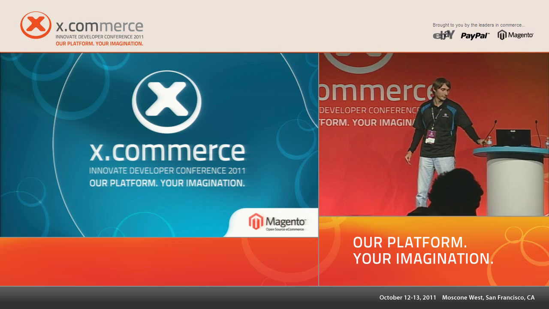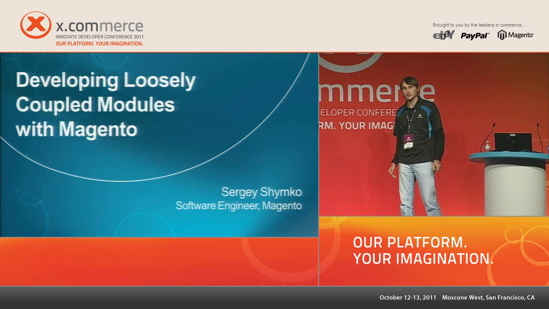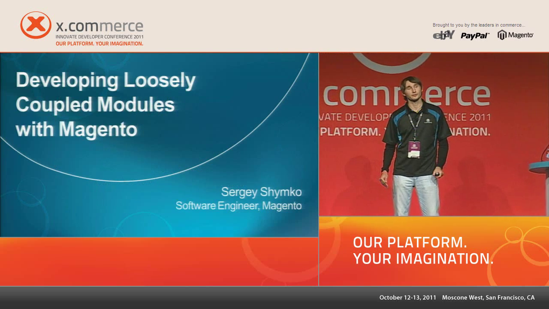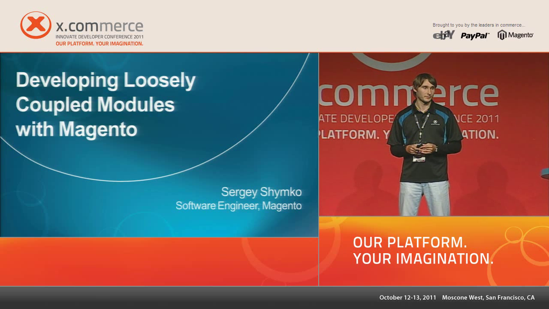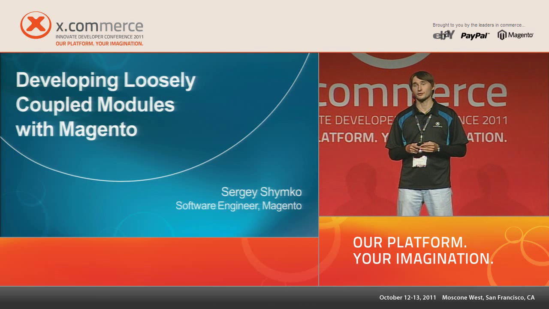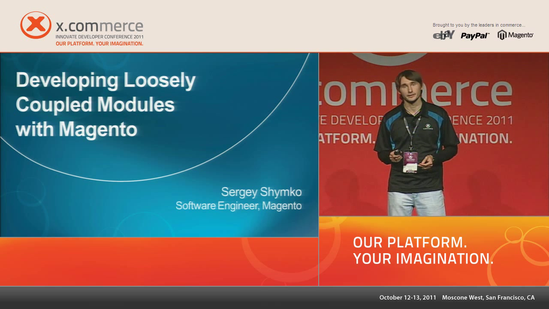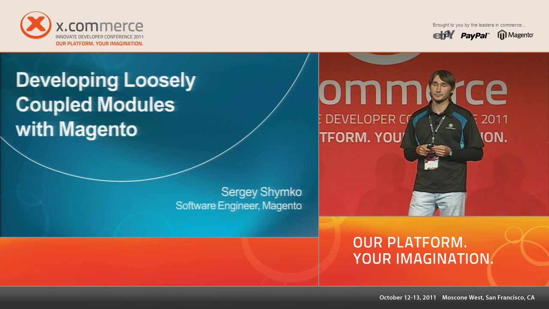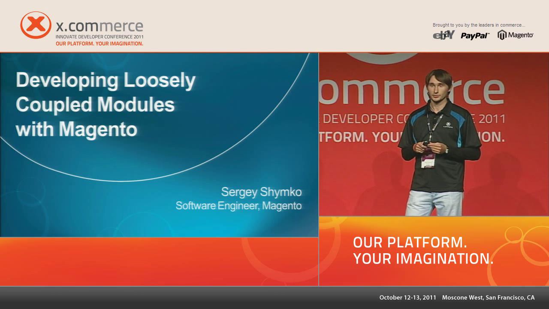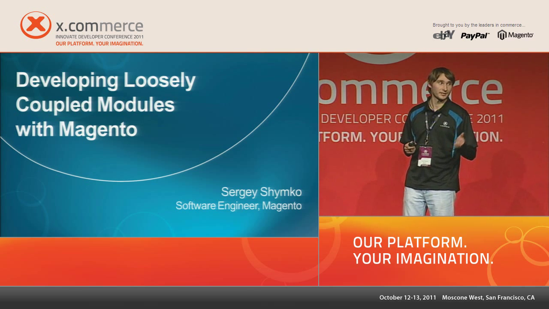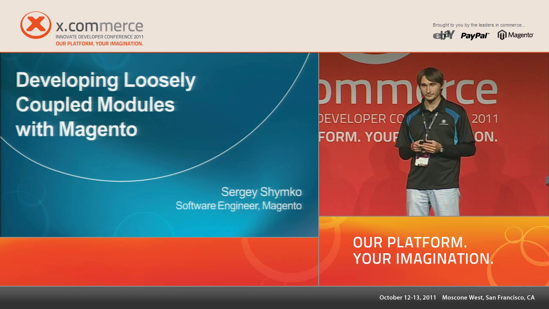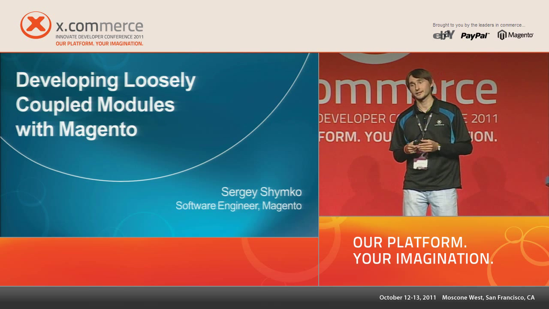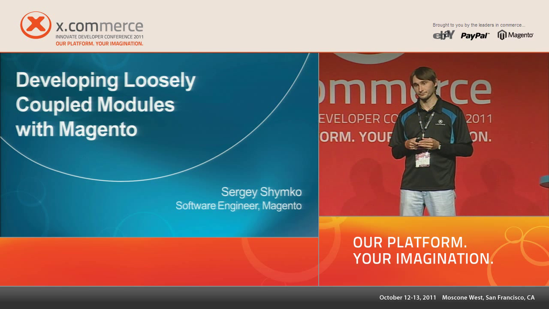First of all, let me introduce myself. My name is Sergey Shimko. I'm a software engineer at Magento. I started to work at Magento on the Magento core team. Then I worked at Magento support. And currently, I participate in the Magento 2 project together with the previous two speakers, Anton and Dmitry. We developed the next major version of Magento.